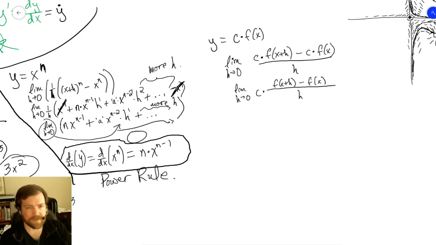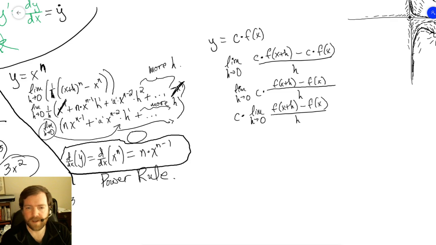So it's a constant with respect to that limit. The constant hops out. It's c times the limit as h approaches 0 of f of x plus h minus f of x over h. And so this is just going to end up being c times, this is now the derivative of the function f of x.